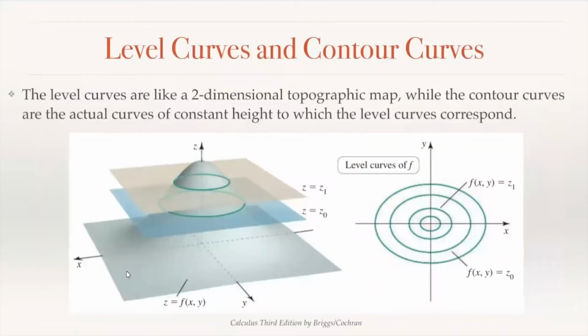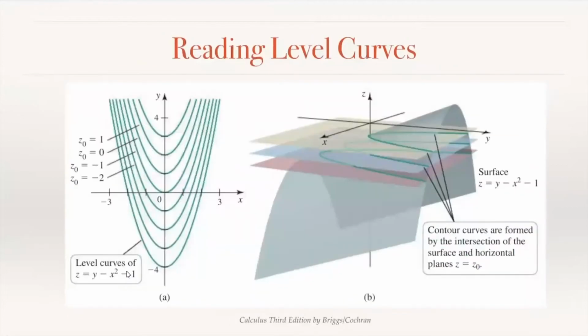And looking at the level curves of a function, we can then piece together what the actual function looks like by visualizing what the contour curves look like from the level curves. So these level curves here correspond to this three-dimensional graph. And we want to be able to read level curves. Now, to be able to read level curves, we need labels for the z altitudes to which different level curves correspond.